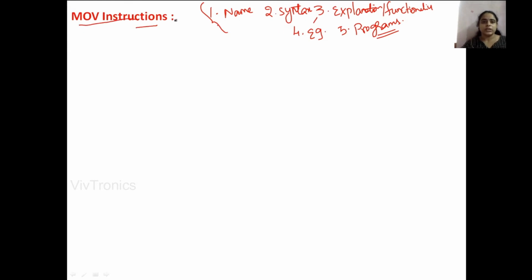So the first one, the name of the instruction, is the move instruction. Move stands for movement instruction. Second point is syntax. The syntax of move is MOV destination, source. As in general terminology, we know that the source is the point where our data resides, and the destination is the point where our data wants to go. Source means the originating point and destination is the reaching point.